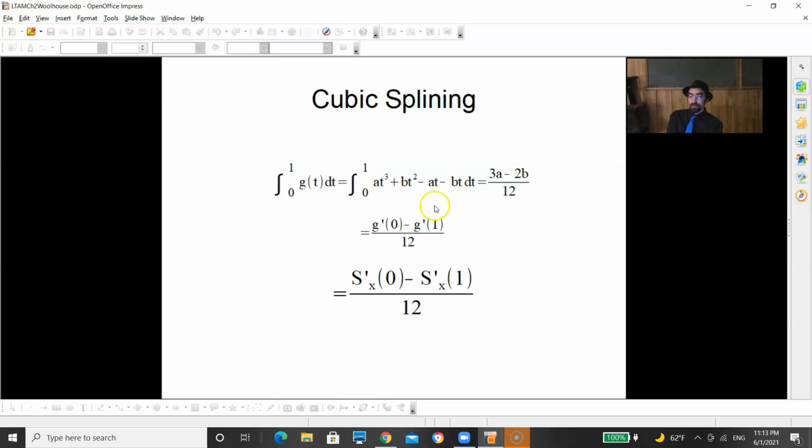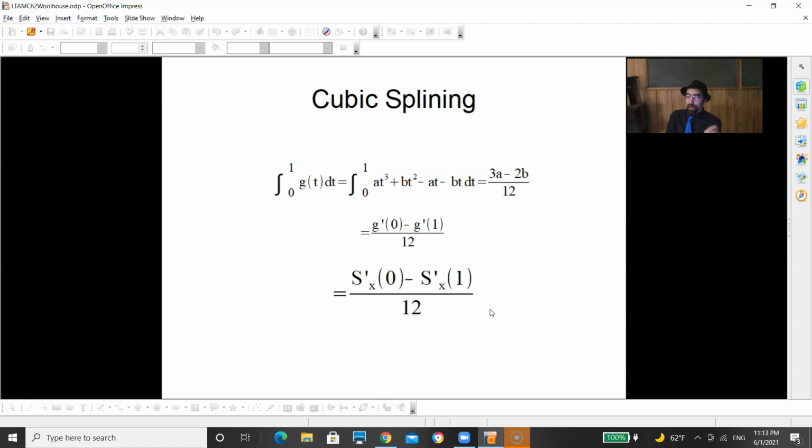Substituting in what we said a and b were, that gets us g prime 0 minus g prime 1 all over 12. And that means that the area added, again, this is the difference between the spline and the trapezoid. This is that added g function. This is the extra that the g gives you. That would be s prime of 0 minus s prime of 1 all over 12. That's the piece you'd need to know.